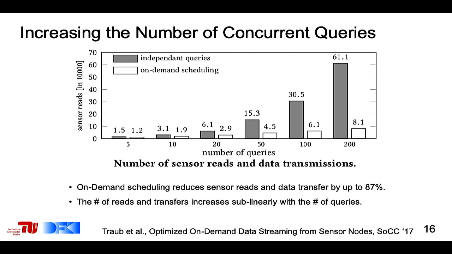If we run all of the queries independently, we see a quite drastic increase of the sensor reads, as expected, and we save up to 87% in sensor reads and data transmissions just by having this on-demand scheduling approach. But the more important observation is that the number of reads and transfers increases sublinearly with the number of queries we run on the system. The reason is that at some point, the whole time axis is filled with real read requests, and then the number of reads converges because we can always apply read fusion to limit the number of reads we have to perform on the sensor node.